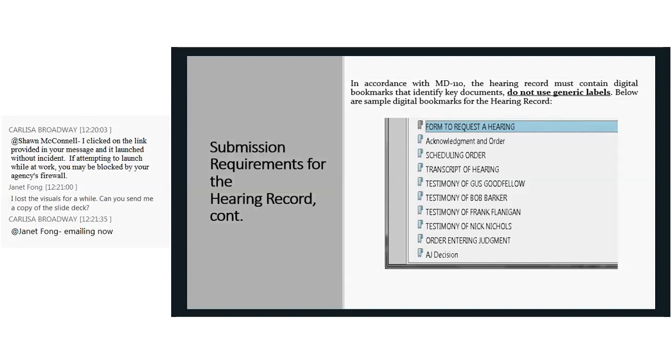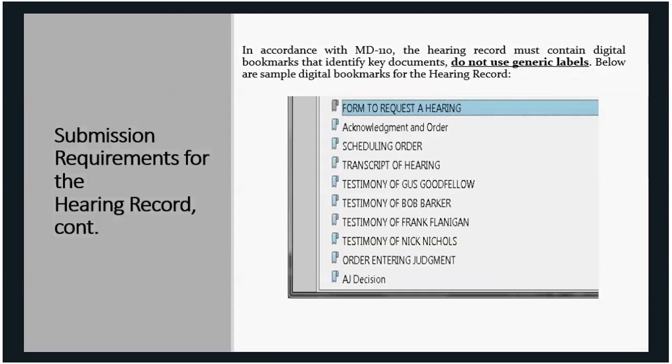In accordance with MD 110, the hearing record must contain digital bookmarks that identify key documents. Do not use generic labels and do not bookmark the entire hearing record under one nondescript tab. If a case went to hearing, there can easily be thousands of pages, which is why these digital bookmarks are so critical. Remember, the idea is to make it easy for the reader to quickly identify and navigate to the important documents by looking at the bookmark descriptions. Listed on this slide are sample bookmarks of key documents in the hearing record, such as the transcript and the AJ decision.